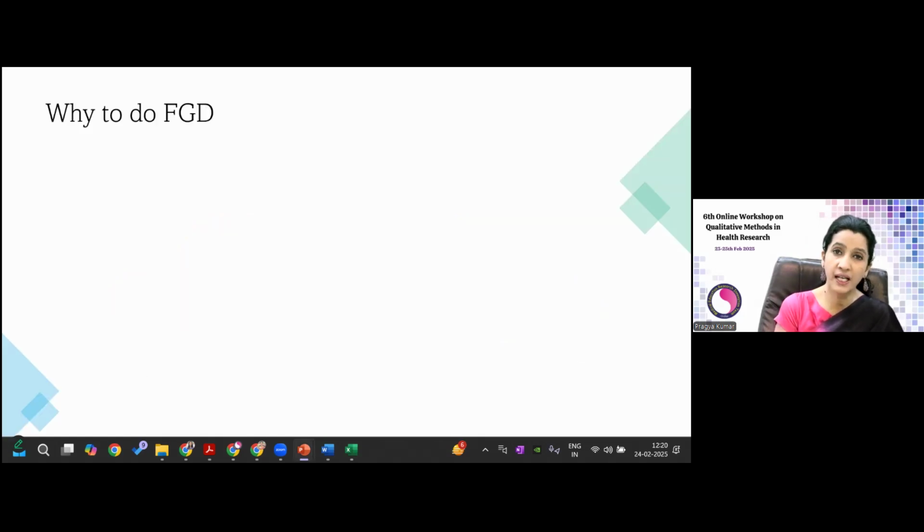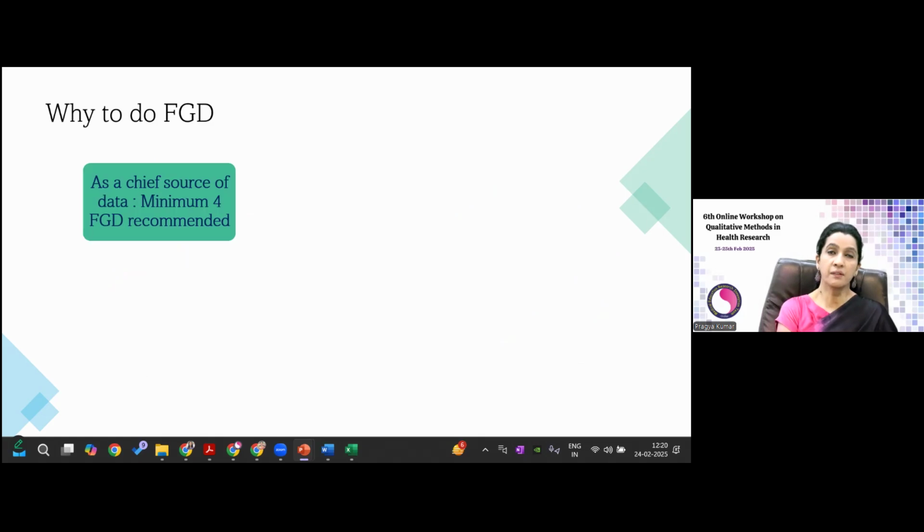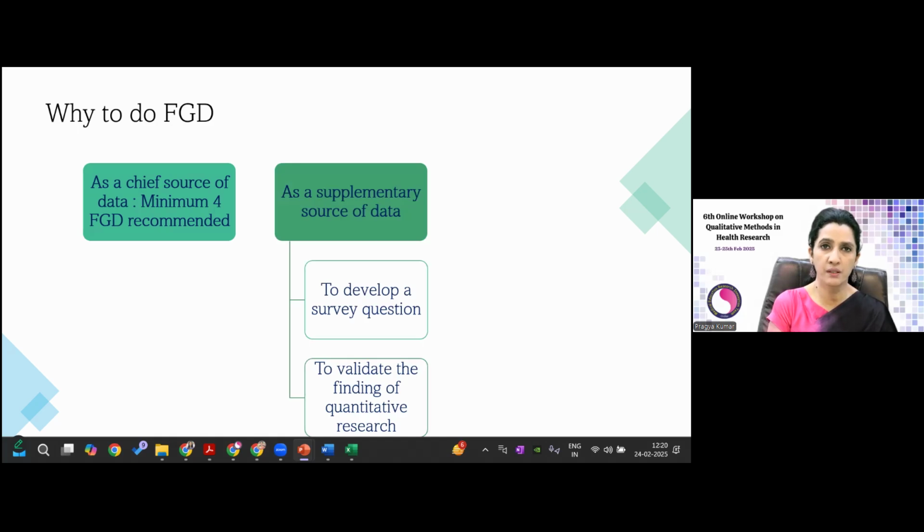So for FGD, like for the alcohol project, we could successfully conduct the FGD, but for this project it was very difficult. So why do FGD? FGD is like a cheap source of data. How many FGDs are needed? Even if there are 4 FGDs, that is okay. And the duration, of course, as we have seen, the transcript should be rich.